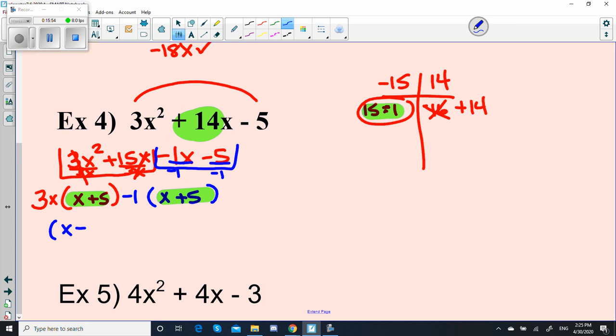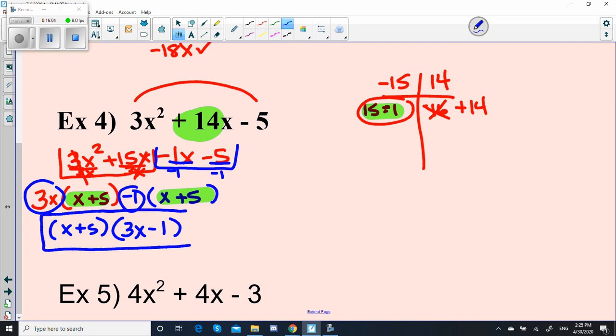So the matching ones is one of the binomials, and the 2 GCFs put together in the same parenthesis is the other one. So 3x minus 1. This is the answer.